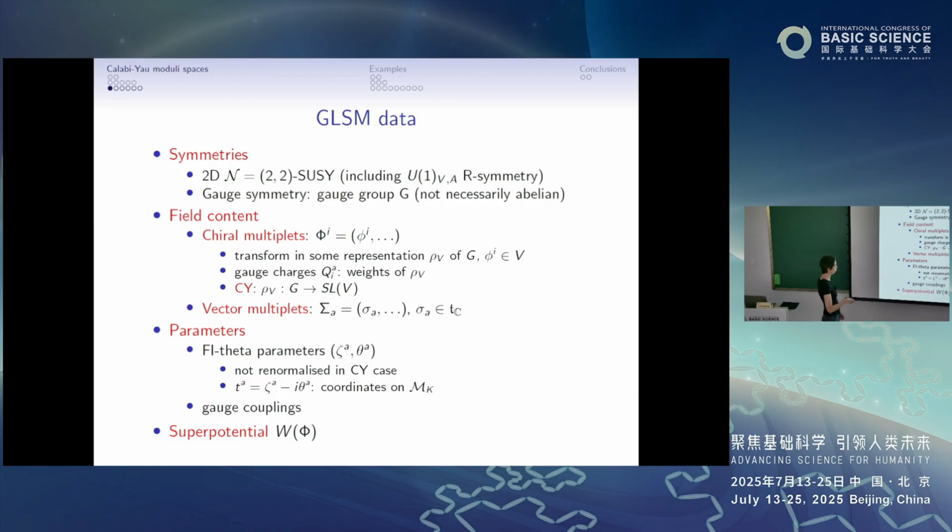As I already said, the GLSM also has coupling constants. There are the gauge couplings, I will suppress them, but they are there.